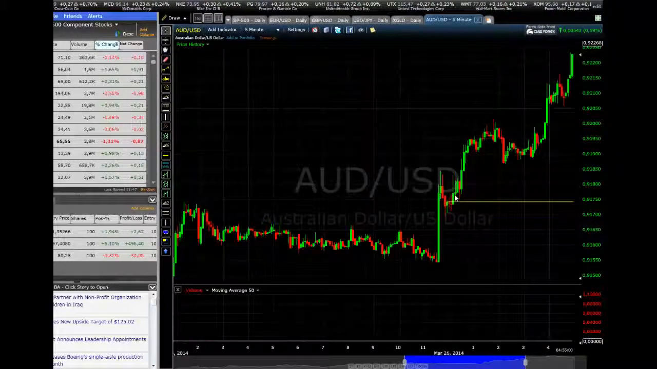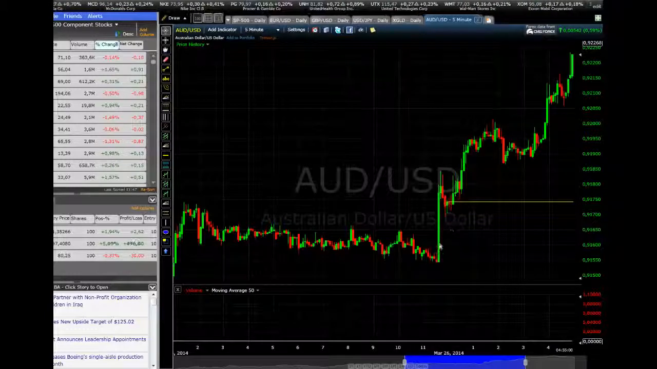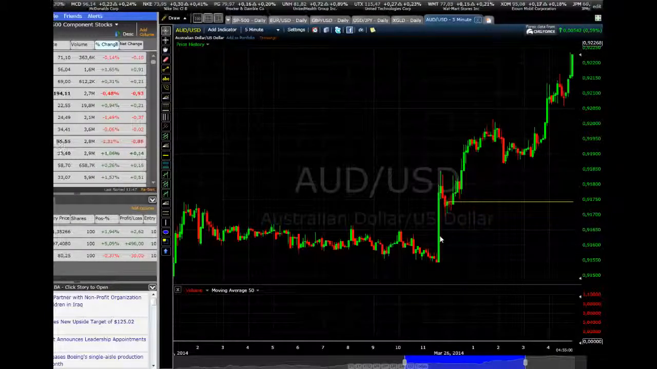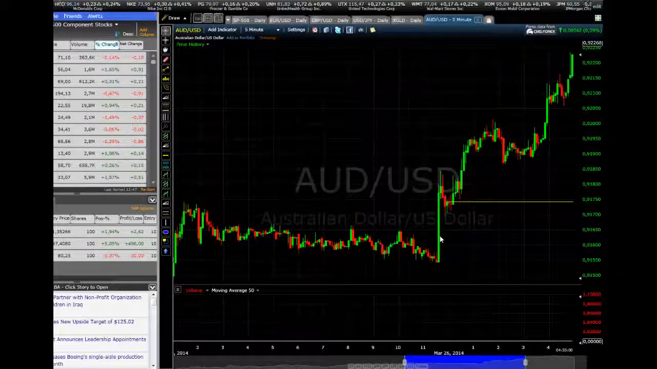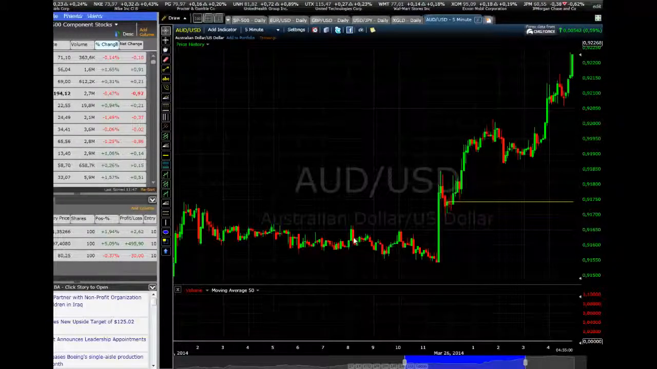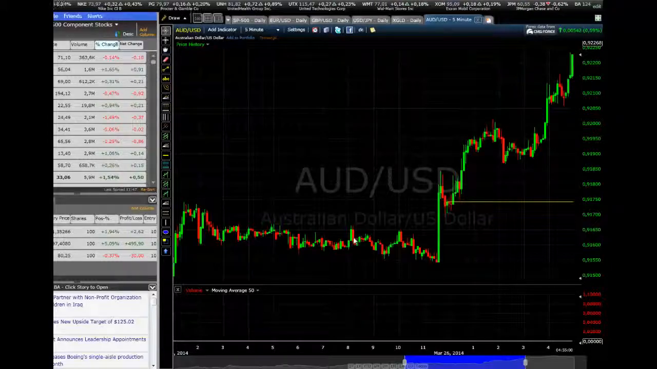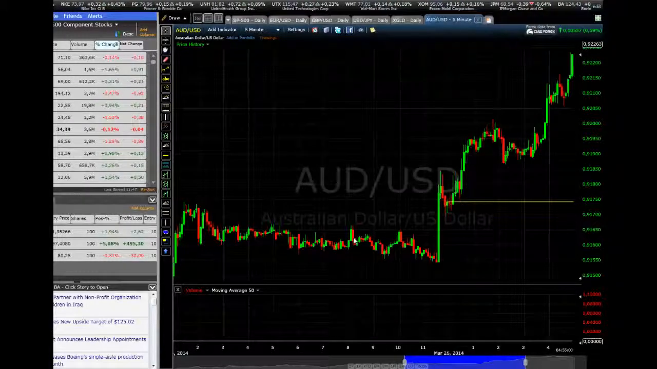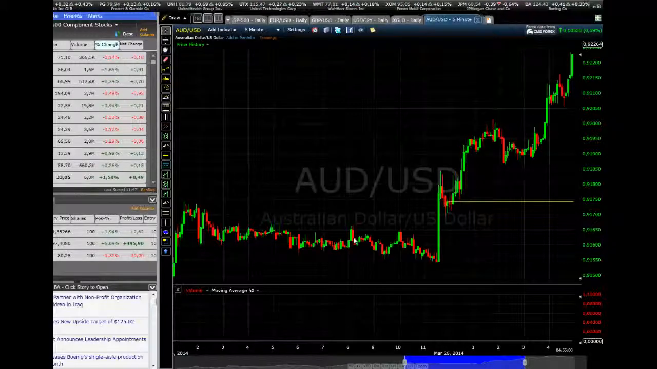Basically the idea is that the news release pushes your binary option so far in the money that the normal ups and downs that the market has have no effect on your option. And as you can see, it's pretty simple, and that's how it works.